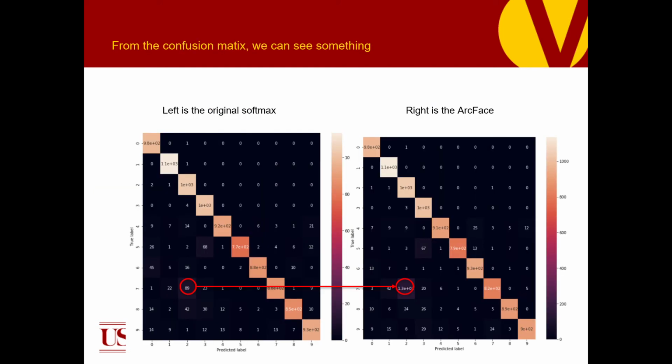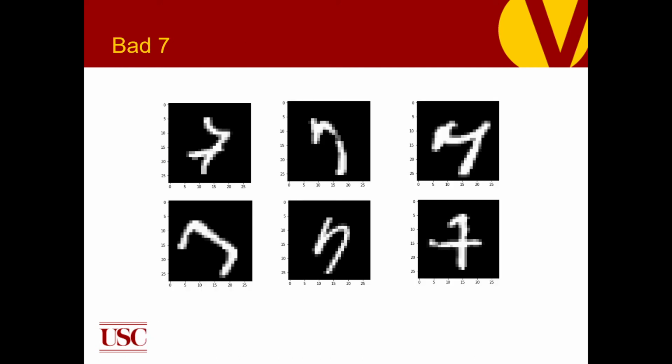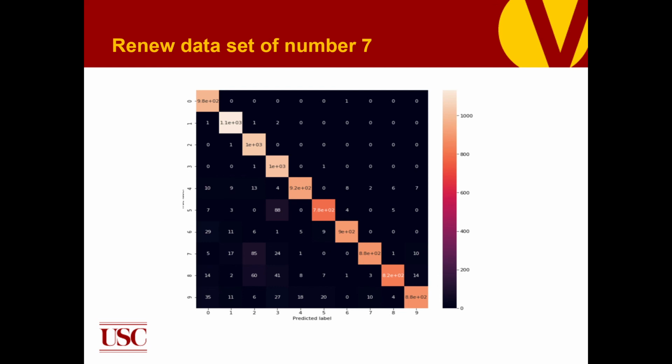From the confusion matrix with softmax loss and ArcFace loss, we can see the amount of number 7 misclassified as 2 sharply increases. To explore the reason, we focus on the samples of number 7. We find that there are lots of bad 7s, like these pictures. So for better performance, we will clean the dataset of number 7 and achieve better performance in the confusion matrix. We can see the number of number 7 misclassified as 2 has decreased.